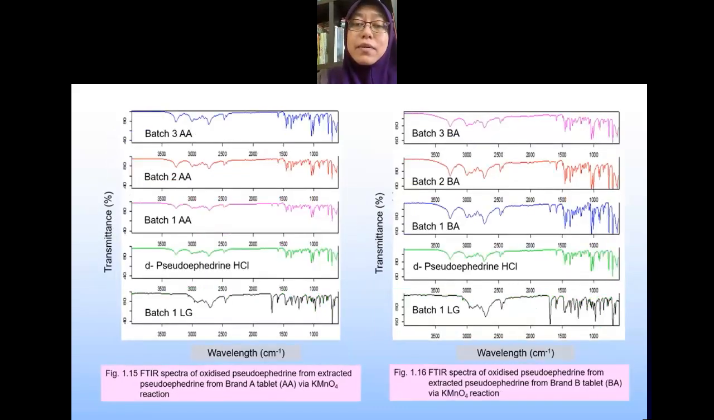However, all samples that use extracted precursor from brand A and brand B via the potassium permanganate reaction produce spectra that resemble the spectra of the pseudoephedrine precursor, as included in figures 1.15 and 1.16. This result shows that the oxidation of pseudoephedrine into the product using potassium permanganate was not fully achievable using the extracted precursor from cold medication tablets.